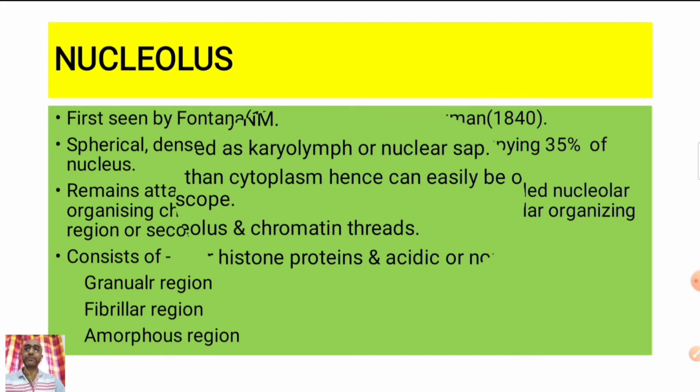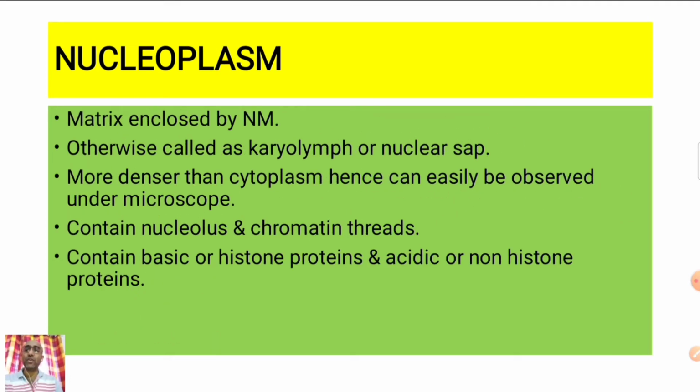Got it? Now come to the nucleoplasm. It is actually the matrix of the nuclear membrane. It is otherwise called karyolymph or nuclear sap. It is much denser than the cytoplasm. Thus, it can easily be seen under the microscope. Very dense as compared to cytoplasm.